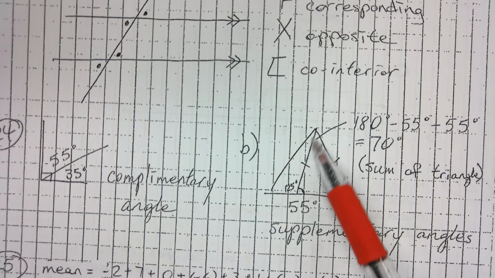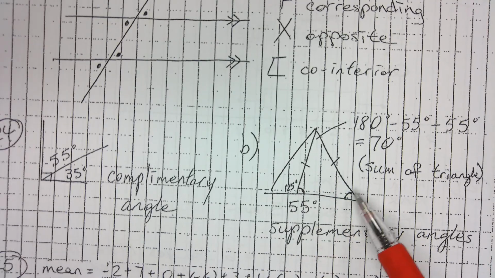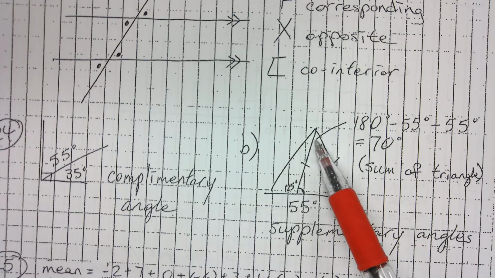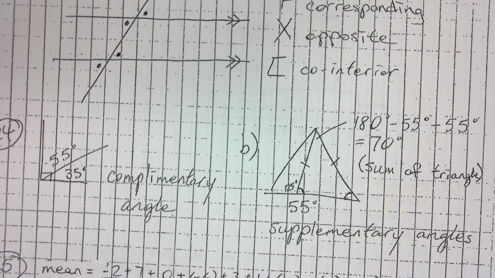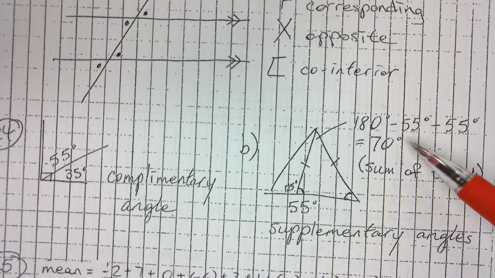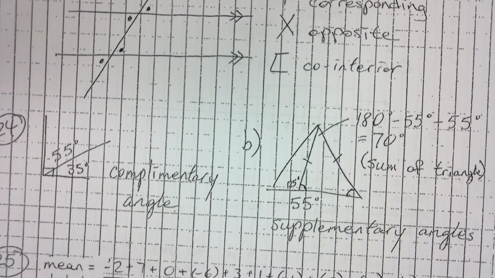All right, this is an isosceles triangle. So if this is 55, this is 55, then the rest of it has to be this top angle, which is 70 degrees, and it's just sum of triangle. You can say isosceles triangle or sum of triangle. Some sort of explanation is fine.